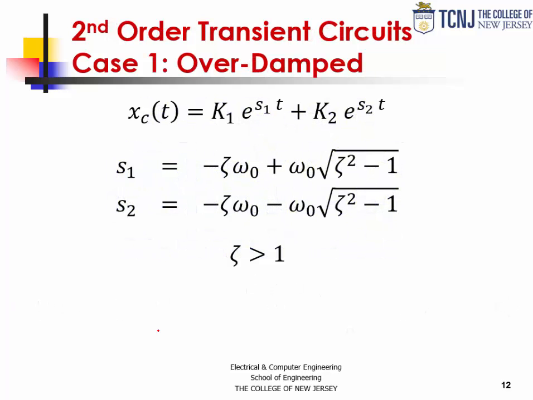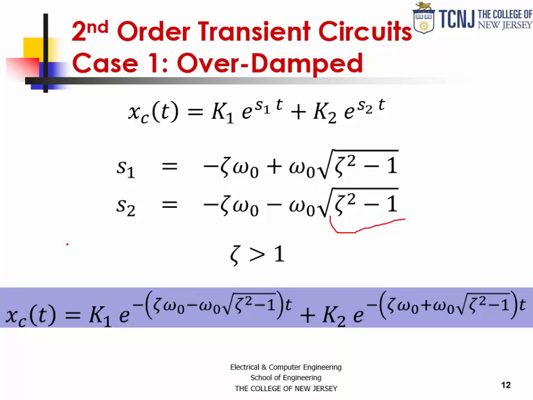For the roots, we have three different cases. The first one is theta greater than 1. We can see that the term under the radical is going to be greater than 1, and this part of the expression is going to be real. Therefore, the whole expression is going to be real. In that case, S1 and S2 are going to be two distinct real roots.